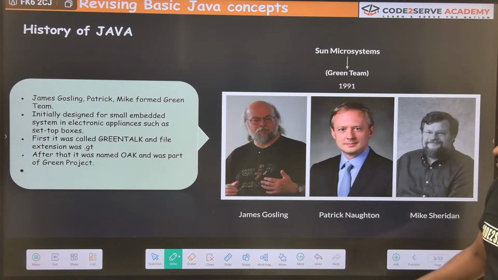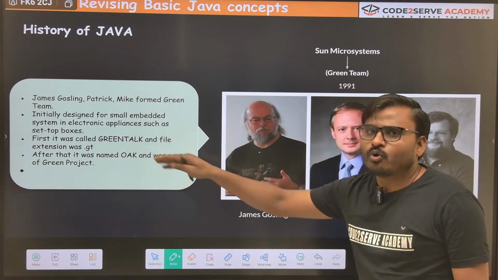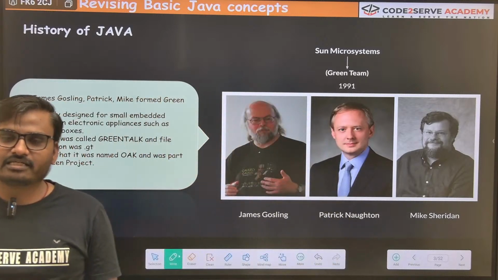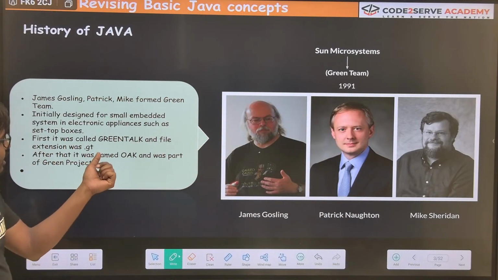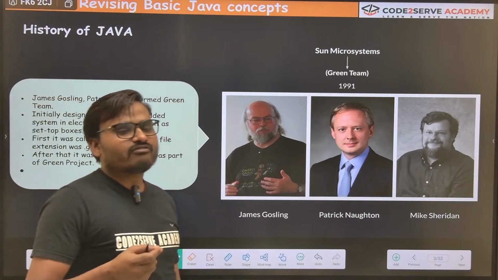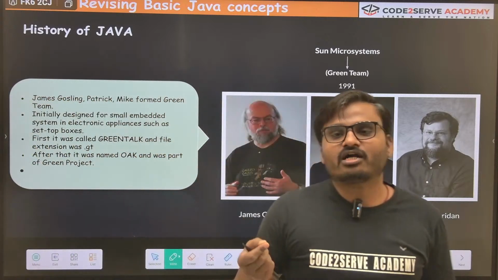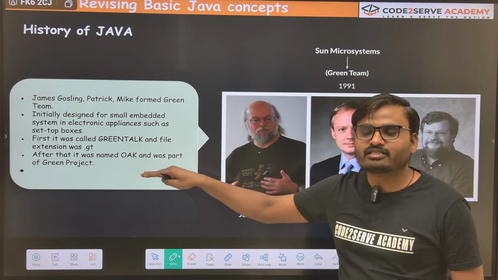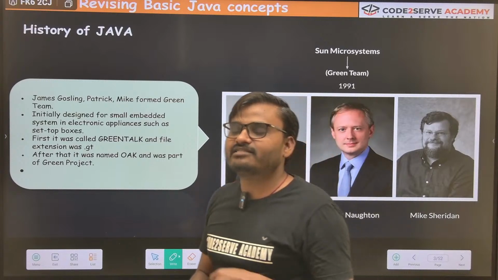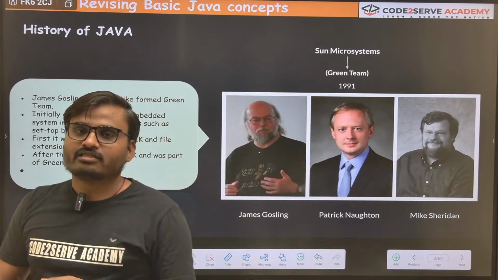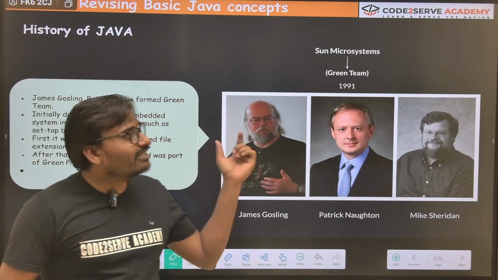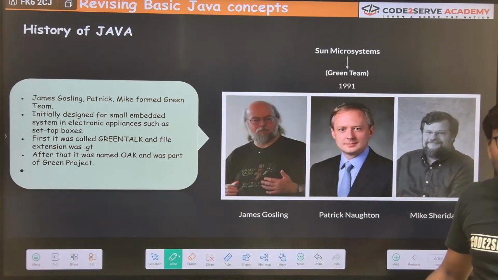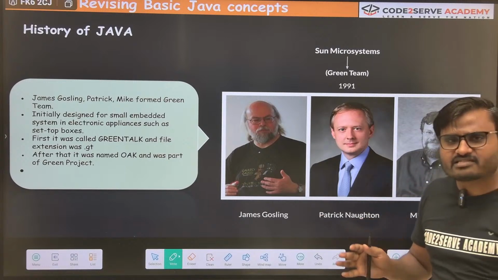But after that, it was renamed to Oak. Oak is also the name of a tree. There was a lot of controversy after that, that they could not keep this name and could not patent it as Oak. That is why they had to find some unique name that they could patent. And then they came out with a new word, Java. So this was the basic of Java.